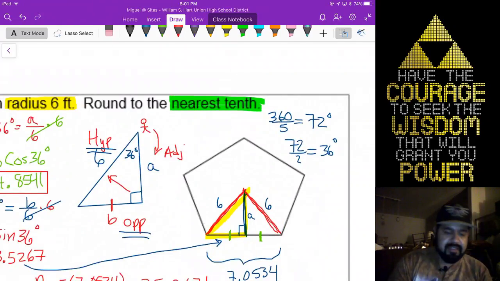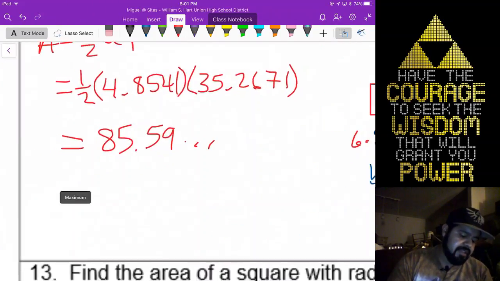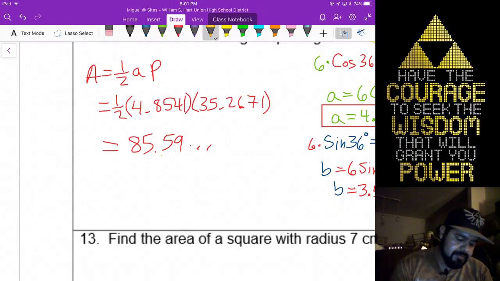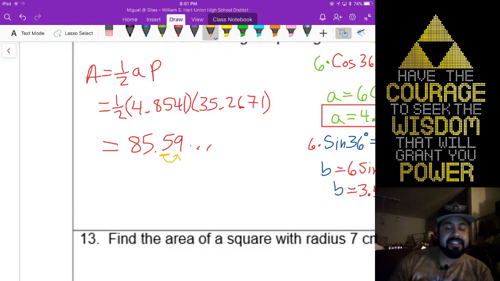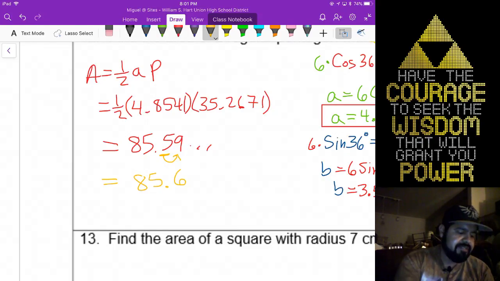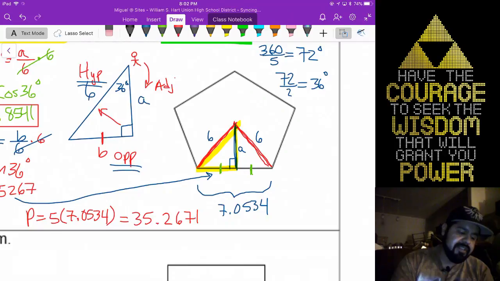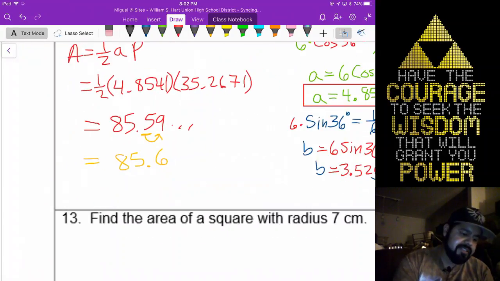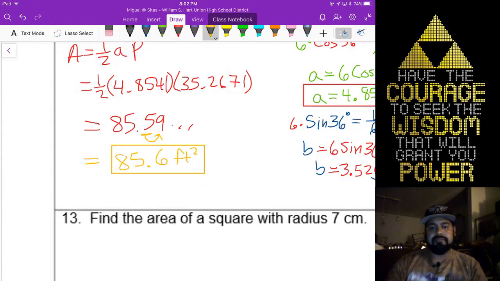Now I'm only writing 2 decimals because I want to make sure you all know we're rounding to the nearest tenth. So I'm going to look at this decimal here. I look at the number behind it. The number behind it is 5 or more, so therefore it will round up to 85.6. And again, going back to our units, we add feet, so this will be feet squared. So hopefully that was helpful to you, Jonah.